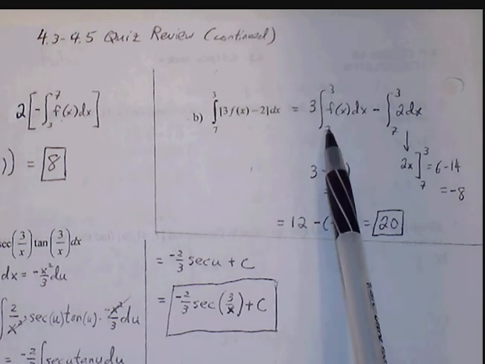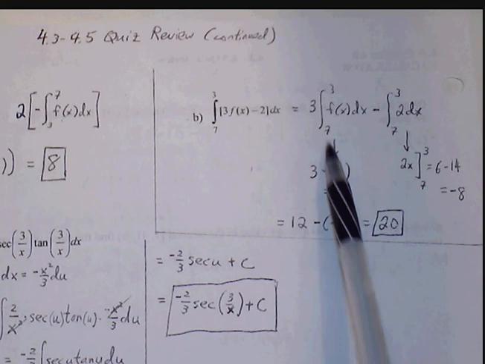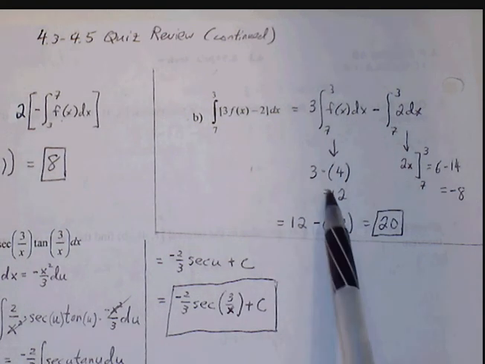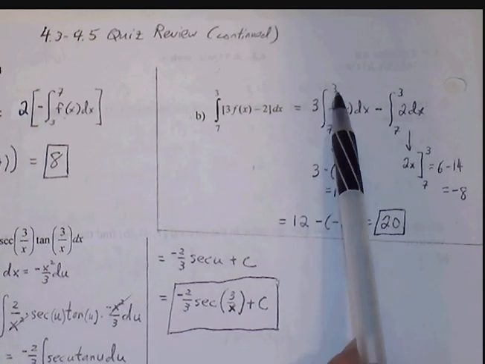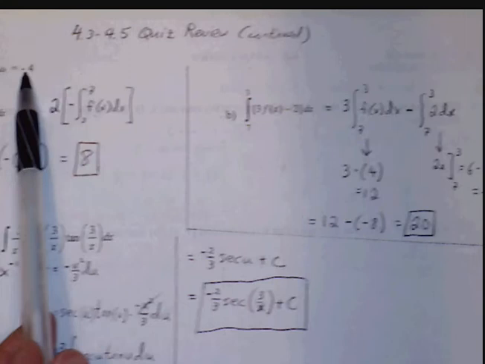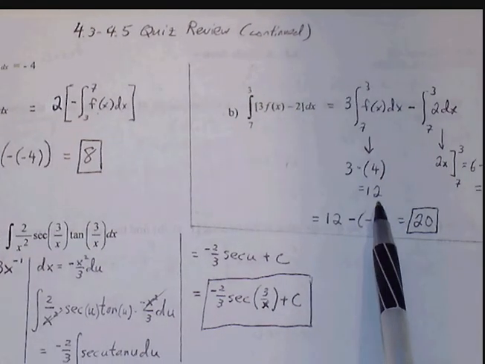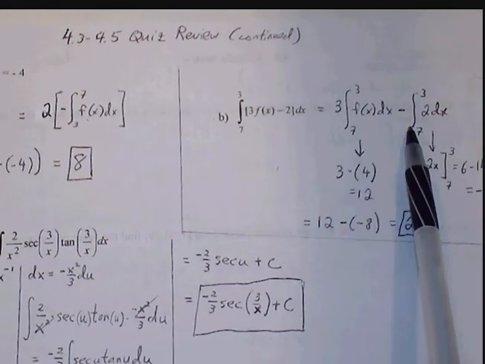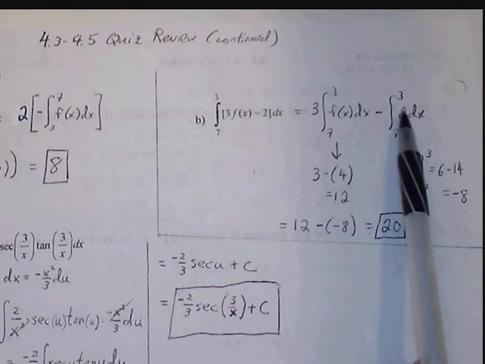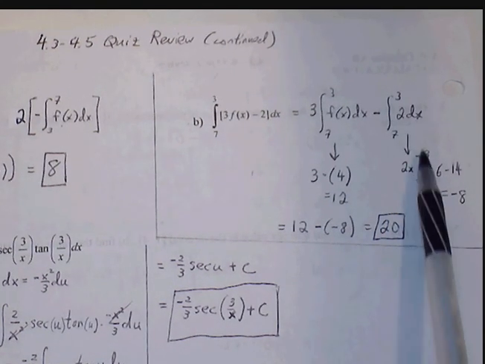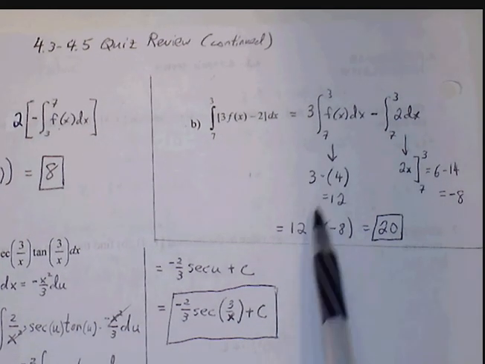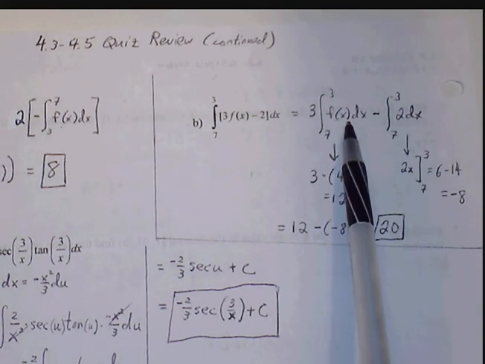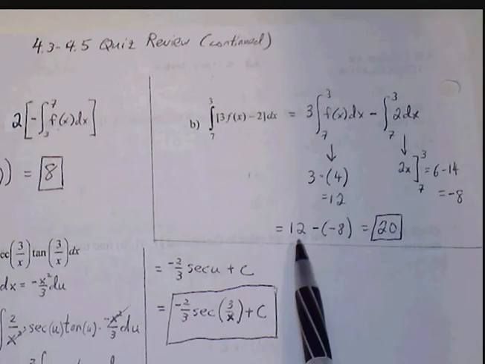So 3 times the definite integral from 7 to 3 of f of x, which we know to be positive 4, because if we flip the bounds around, we get a negative, and the two negatives cancel out to be a positive. So 3 times 4 is 12. So that takes care of the first definite integral. The second one, though, definite integral of 2, so 2 becomes 2x. Plug the upper and lower bound in, so we get 6 minus 14, which is negative 8. So now we have 12 minus a negative 8. So 12 minus negative 8 gives us positive 20.